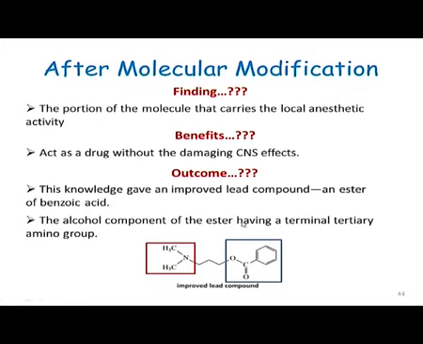The alcohol component of this ester would have a terminal tertiary amine group, and then this would not pass so easily through the blood brain barrier and would not cause so many psychopathic reactions or those side effects which we spoke about, the addictive side effects and all.